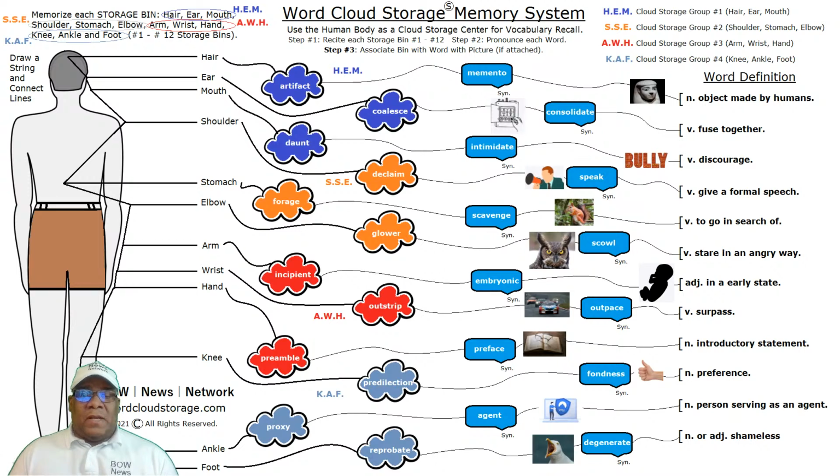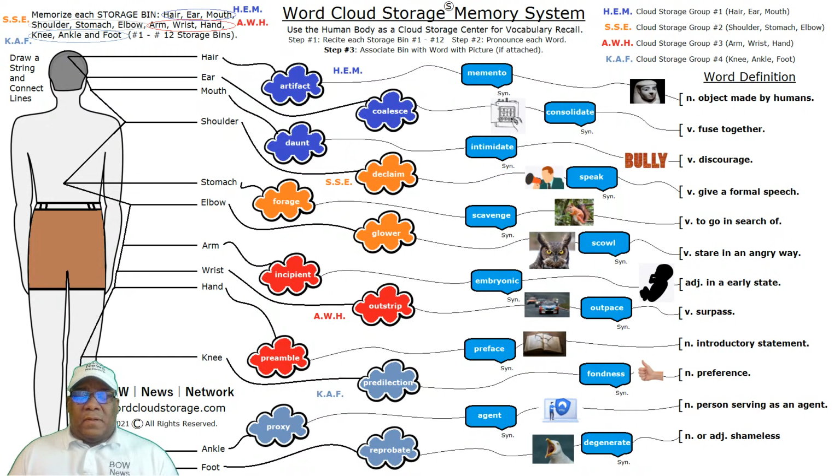That is another association to remember the word itself. If you can picture the word in the cloud and the color, it may help you to remember its synonym, which is the closest mapping to it. So artifact, memento, coalescence, fuse box, and daunt, bully or intimidate. So that would be our blue group.